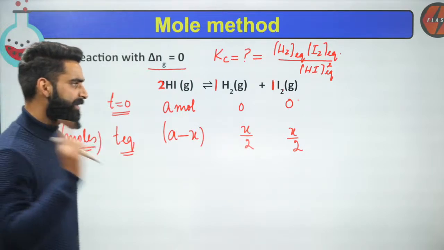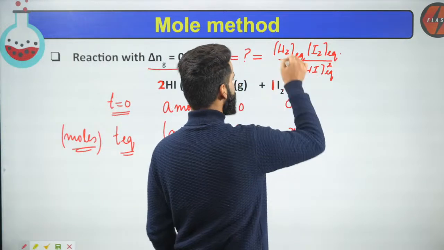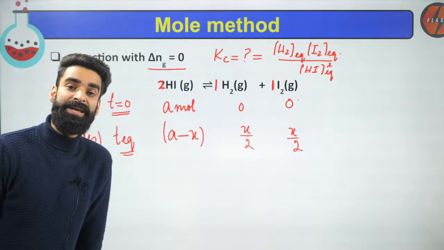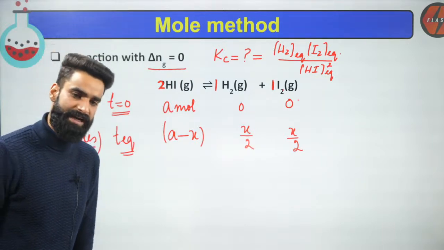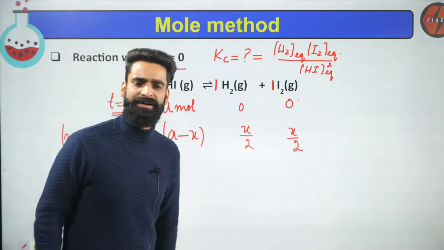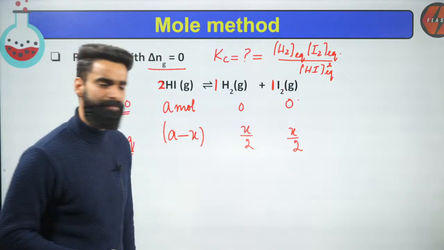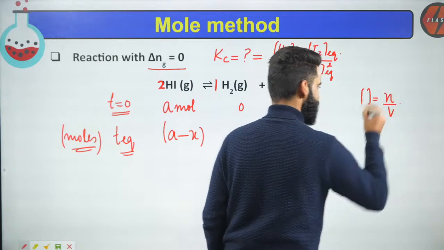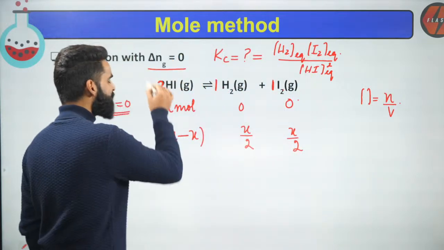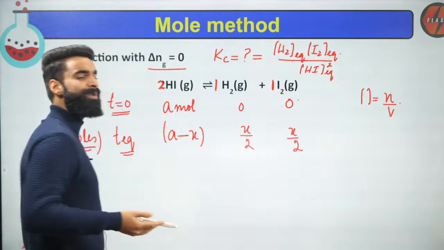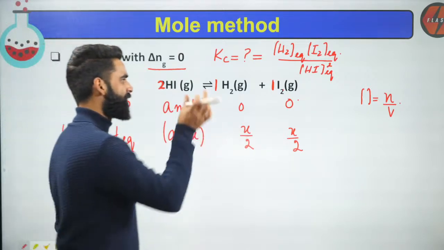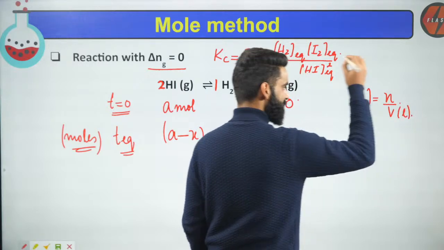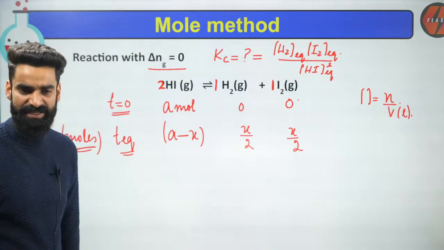And if you remember, in the expression of Kc, do we need the moles of reactants and products at equilibrium, or the concentration of reactants and products at equilibrium? We definitely want the concentration, and as you all must know, concentration is the number of moles divided by volume. The reaction will be taking place in a container. Let's assume the volume of the system right here is V liters.